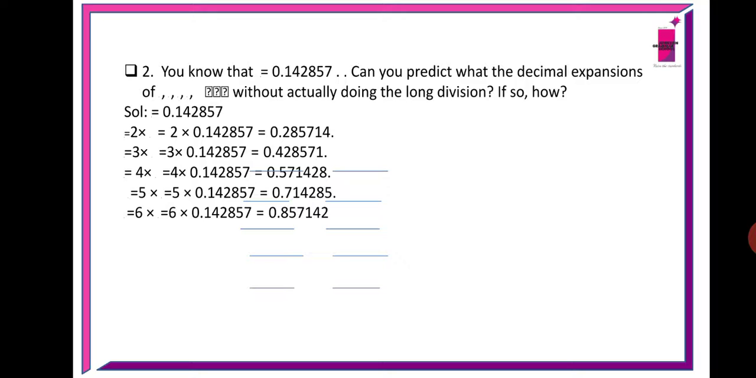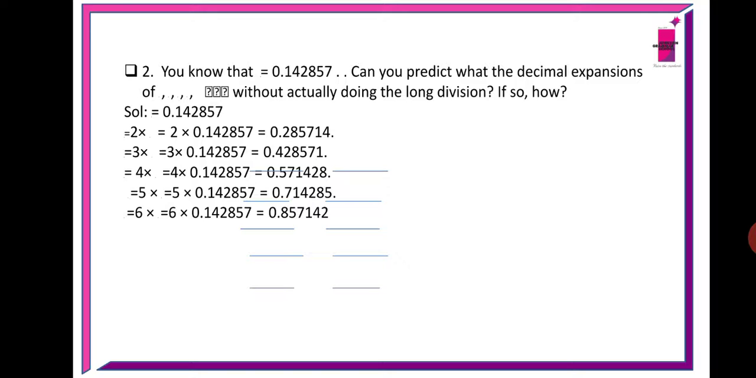You know that 0.142857, can you predict what the decimal expansion is? Now it is root 7 actually. So what is the decimal? It's 1 by 7. 1 by 7 is equal to 0.142857.